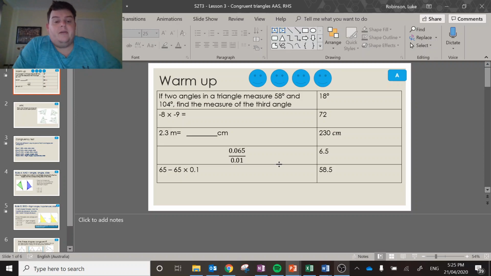And then last one we have 65 minus 65 times 0.01. 65 times 0.1 gives you 6.5. 65 take away 6.5 will give you 58.5.